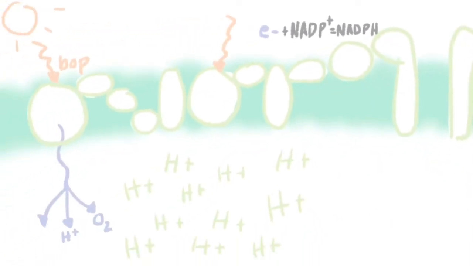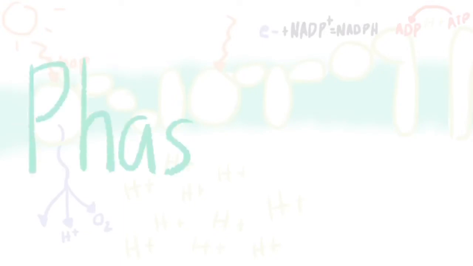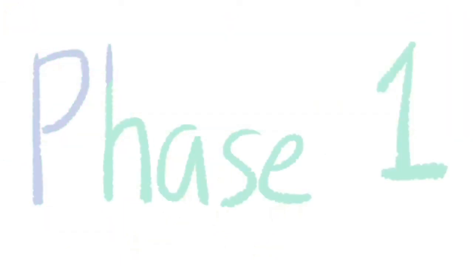So let's go back and see what the protons are doing. Oh. It looks like they're way too crowded. So they're gonna go through this ATP synthase, and the moving of these protons going through this makes our ATP into ADP, and that's the end of phase 1. And we move on to phase 2.